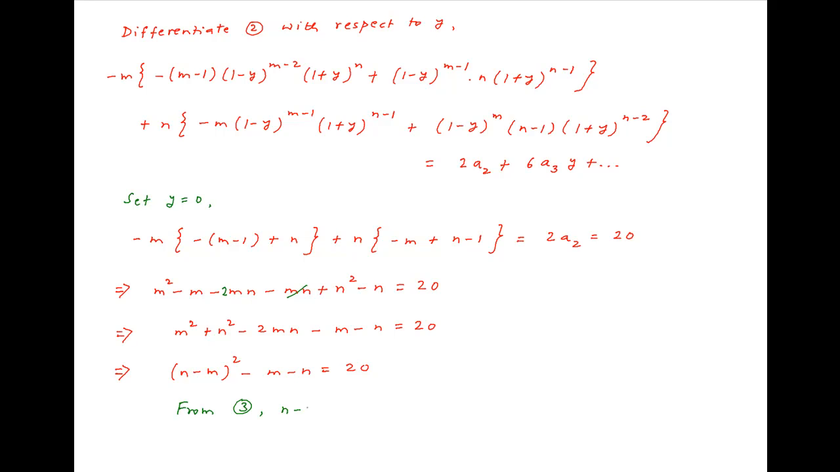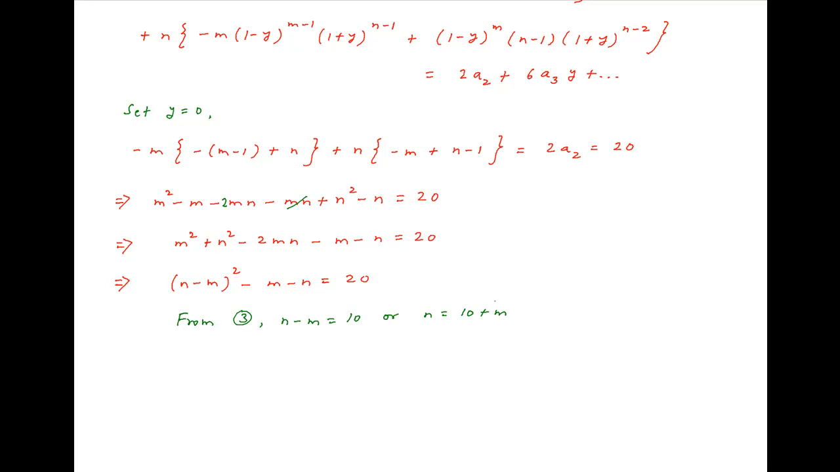Now from result 3, we already know that n minus m is equal to 10, or n is equal to m plus 10. Substituting this result, we get on the left hand side 100 minus m minus, in brackets, 10 plus m is equal to 20. Or in other words, 100 minus 10 minus 20 is equal to 2m, or 2m is equal to 70, or m is equal to 35. Since n is equal to 10 plus m, the value of n is equal to 45.